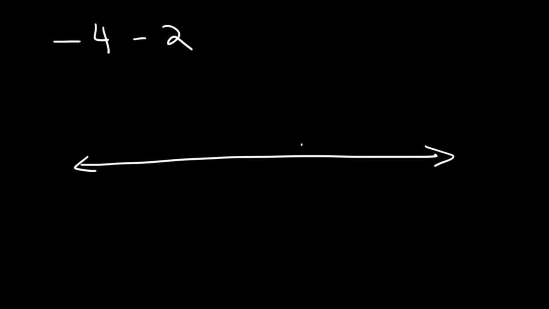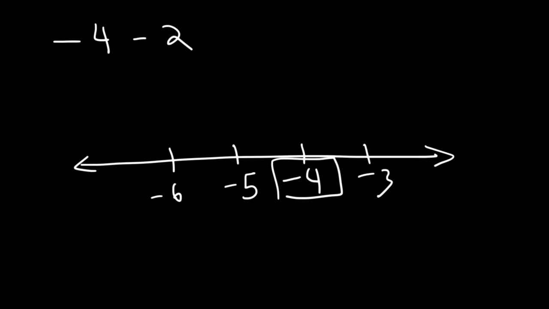Now what about negative 4 minus 2? So let's start with negative 4, and we're going to subtract 2. So we need to go 2 units to the left. And actually, that should be negative 5. Negative 3 is on the right side. So this is negative 6. Therefore, negative 4 minus 2 is equal to negative 6.